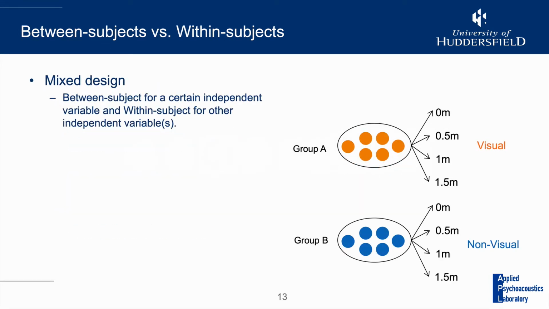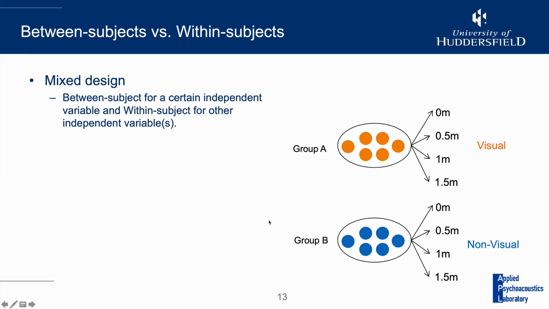And we can also use a mixed design where between subject effect is examined for a certain independent variable and within subject effect is tested for other independent variables. In this example here, we divide subjects into two groups. So group A test 4 microphone spacings on spaciousness with the visual information provided on the screen. And group B is provided with the same microphone conditions to test, but without the visual information on the screen.